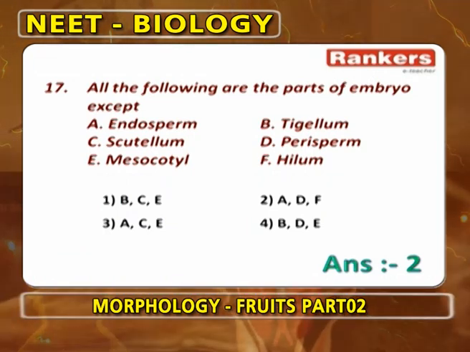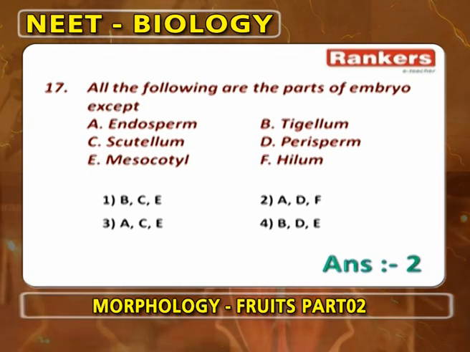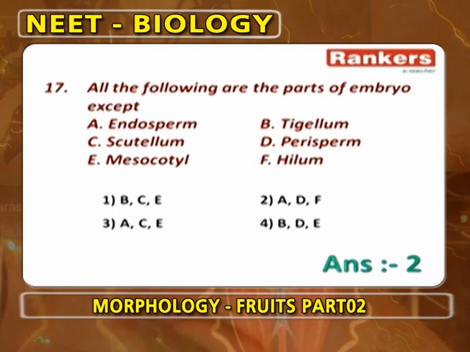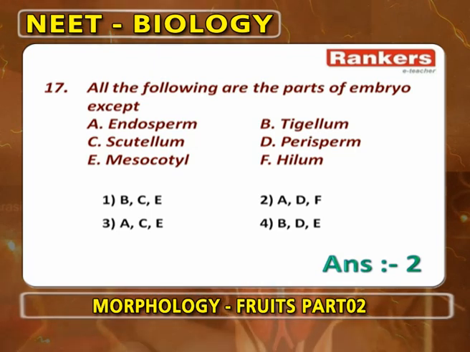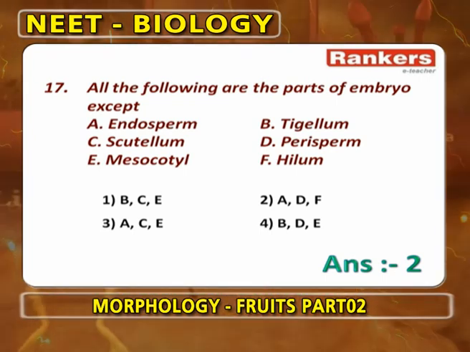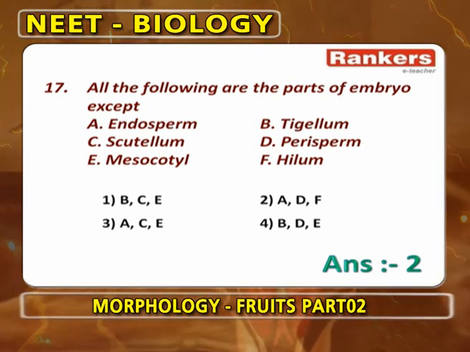Endosperm, perisperm, hilum do not belong to embryo. Endosperm is the structure that gives food for embryo. Perisperm is the remnant of nucellus, the left over nucellus present on the seeds. Hilum is a permanent scar present on the seeds. So answer is A, D, F. Next.